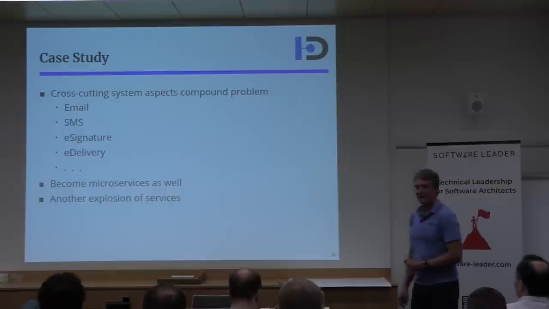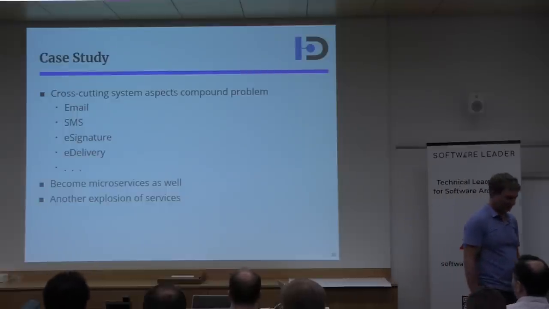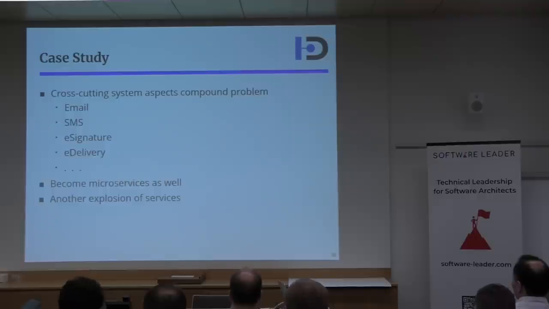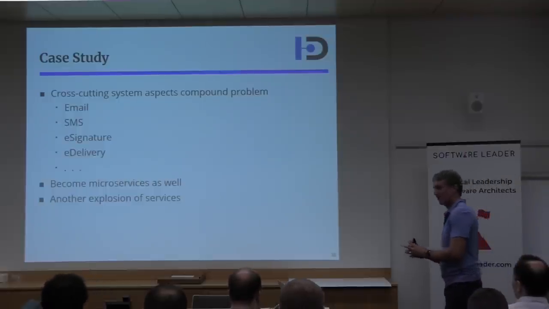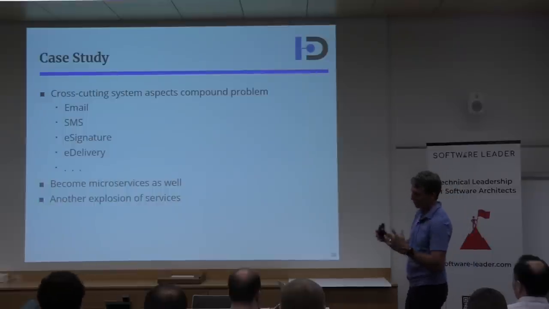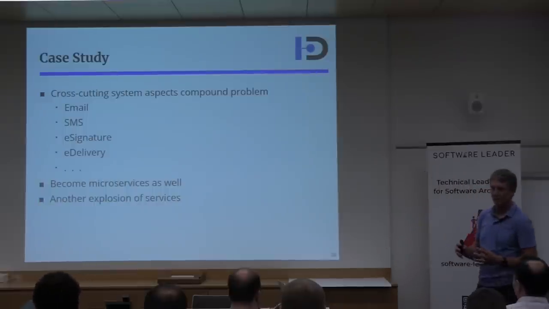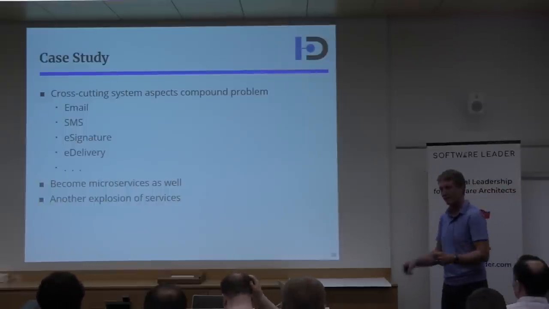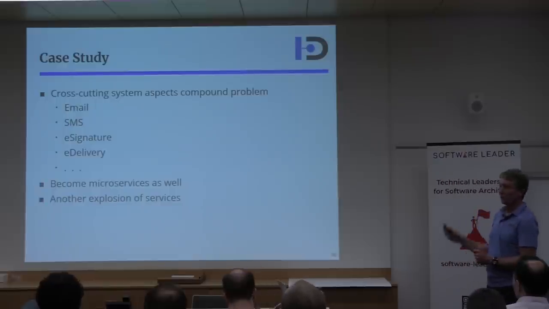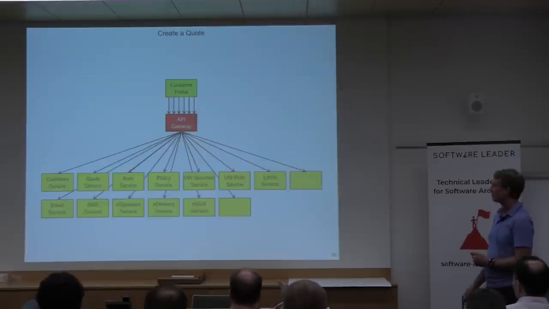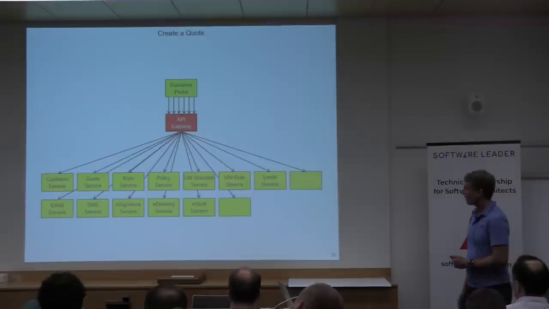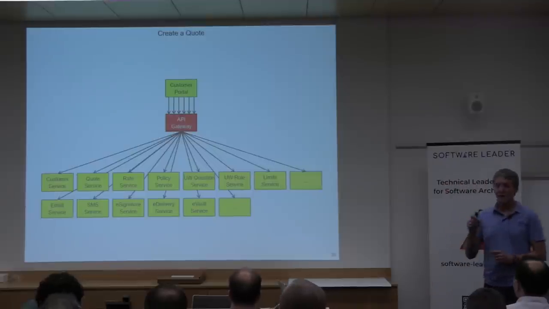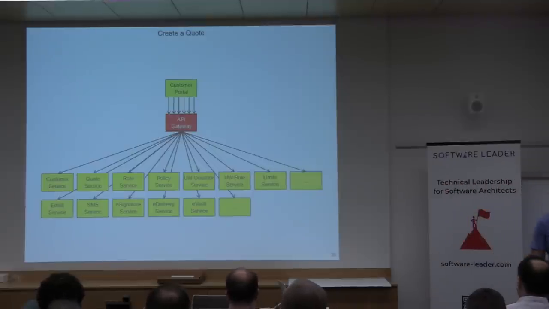Now, we gotta send some emails. Sound familiar? SMS, e-delivery, right? So this is insurance, so we have to make sure that the delivery of documentation is secure, they have to sign it securely, all that good stuff, right? They all become microservices as well. Tell me that your system isn't like this. Please, please tell me.